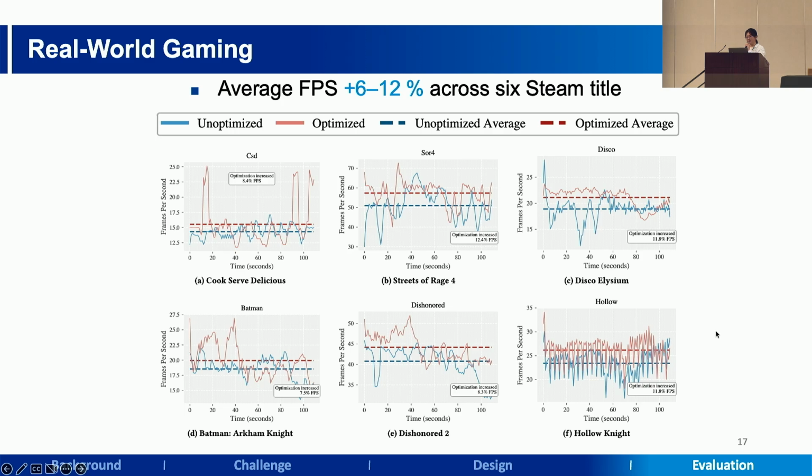Finally, real games confirm the gains. Average FPS climbs 6 to 12% across Cook, Serve, Delicious, Streets of Rage 4, Disco Elysium, Batman Arkham Knight, Dishonored 2, and Hollow Knight. Minimum FPS bumps are especially telling, smoothing out combat spikes and camera pans, because the optimized translator shaves up to 79% of flag traffic, and the CPU can service game logic and driver threads faster, cutting latency even when the GPU is saturated. In short, our software-only approach pushes user-perceived performance closer to native without touching a line of game code or requiring Apple-style silicon assistance.